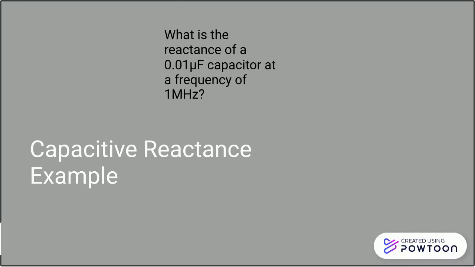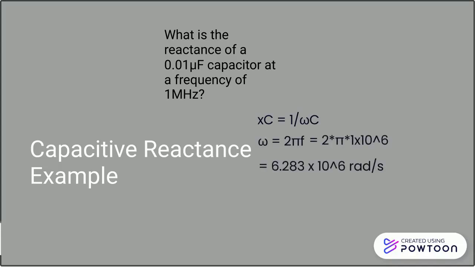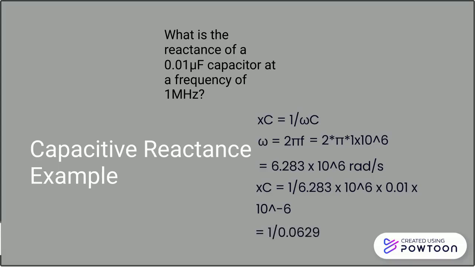In this similar question, we're given the capacitance and the frequency. We know XC equals 1 over omega C, we have C and require omega. Omega equals 2 pi f, which gives 6.283 times 10 to the power of 6 radians per second. XC equals 1 over omega C equals 1 over 6.283 times 10 to the power of 6 radians per second, times 0.01 times 10 to the power of minus 6 farad, equals 1 over 0.0629, equals 15.91 ohms.